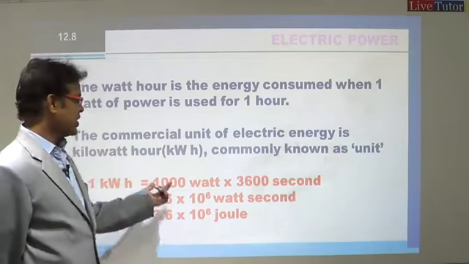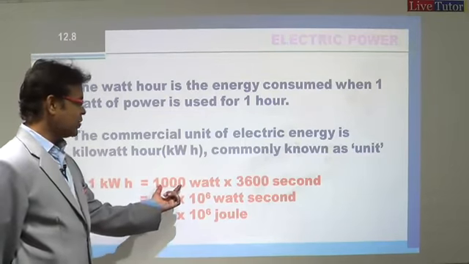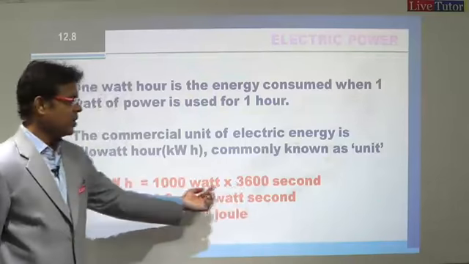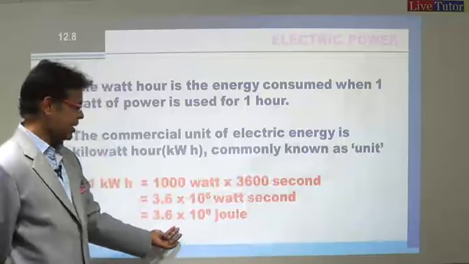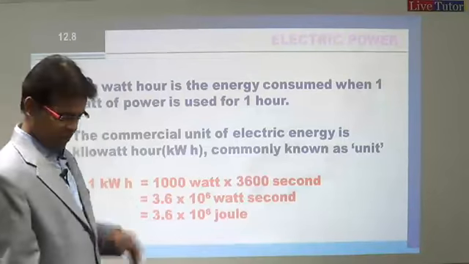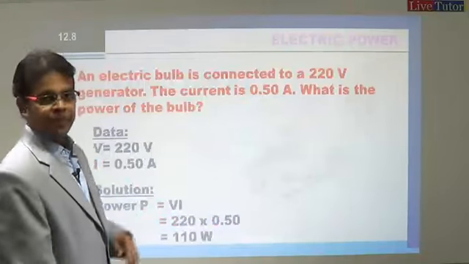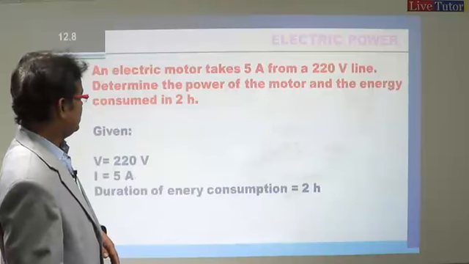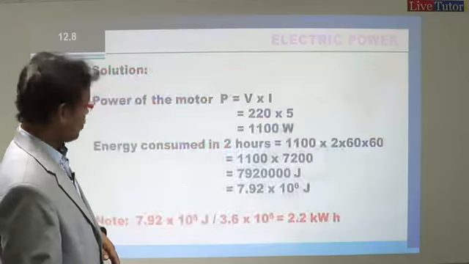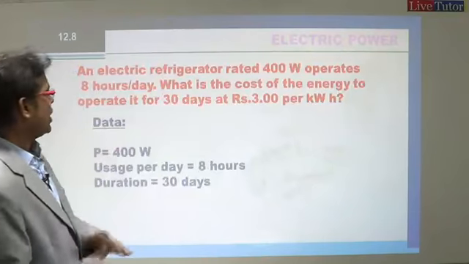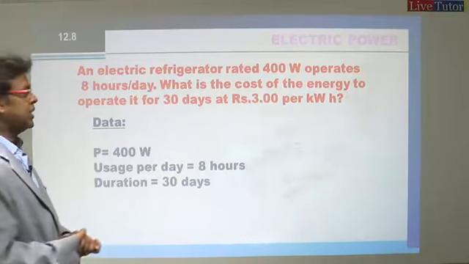Then what you have to do? You have to substitute the value. 1 kilo means 1000, and hour means 3600. So 1000 watts into 3600 seconds is nothing but 3.6 × 10^6 joule. So for conversion purposes, it is useful. Finally, the problems. Some 3 or 4 problems only. Just we'll have a quick look at it.